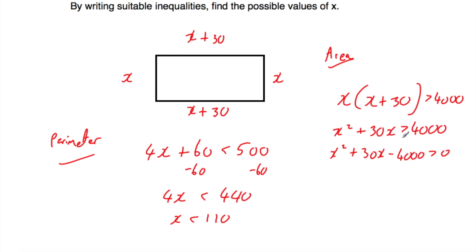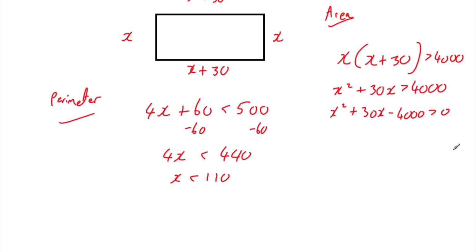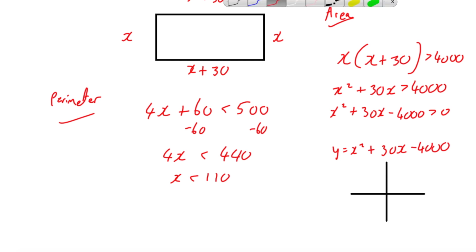Okay, now we want to solve this quadratic inequality, so let's sketch the graph of y equals x squared plus 30x minus 4,000. And whenever we sketch this graph, that'll then help us solve this quadratic inequality. So let's sketch the x-axis and the y-axis, like so. And let's label them x-axis and y-axis.